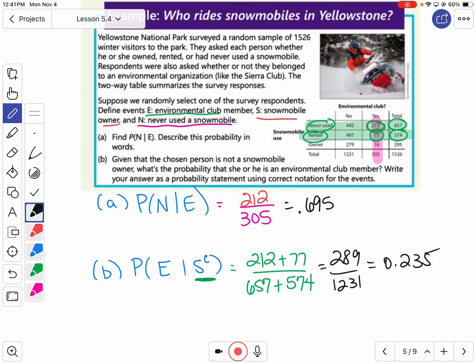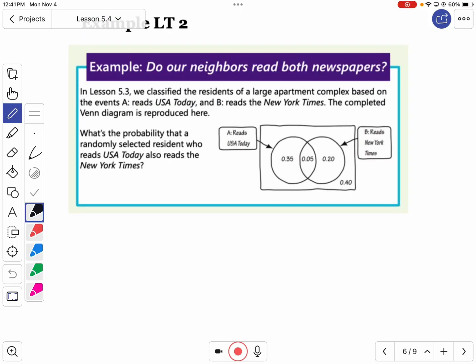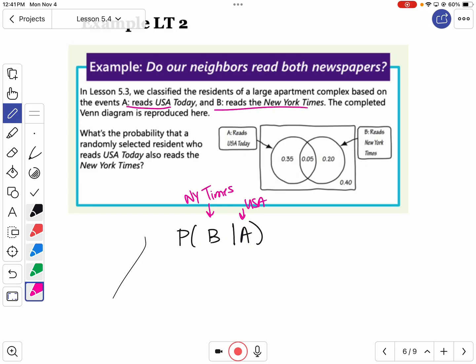This one uses a Venn diagram. It says, what's the probability that a randomly selected resident who reads USA Today also reads the New York Times? So let's think about what that really means. I want the probability that a random person who reads USA Today, so that would be given A, also reads the New York Times. A is USA Today, B is the New York Times, and they told me that up in the original problem.